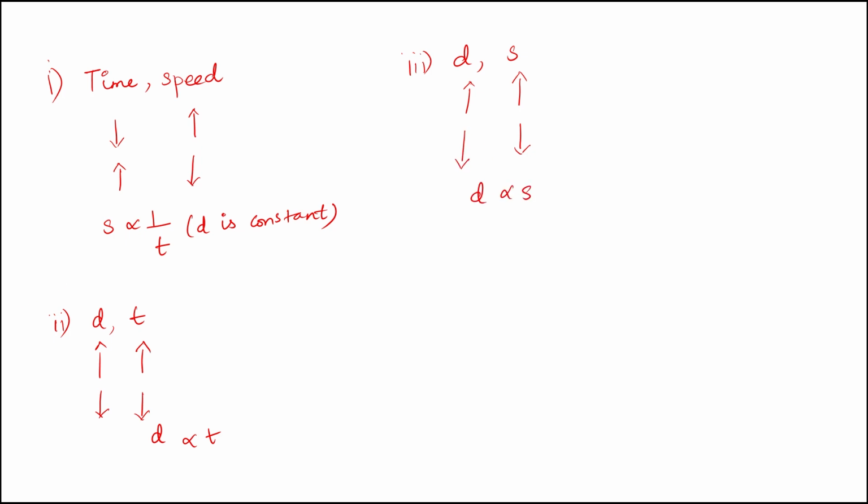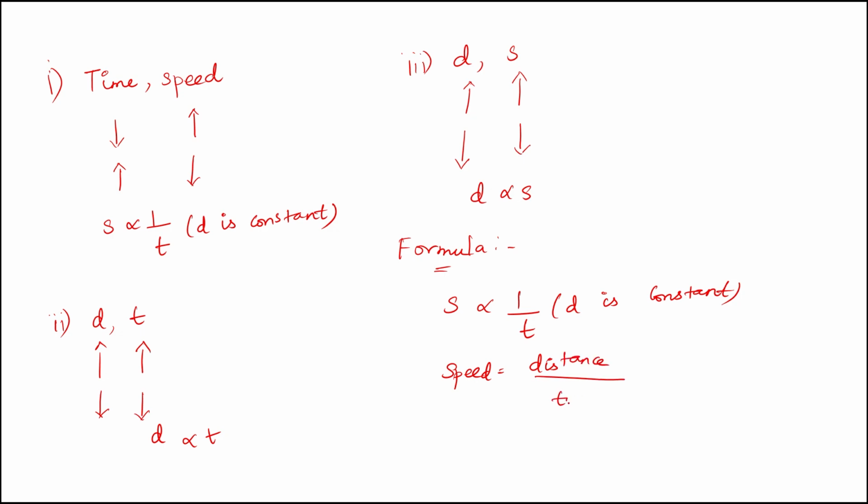Now we will see formula derivation. Speed and time are inversely proportional when distance is constant, right? So from this, we are going to make one formula: speed equal to distance by time. This is the main formula in time, speed, distance. Very important formula. From this main formula, we are going to derive two formulas.